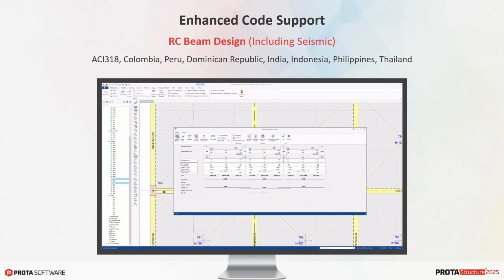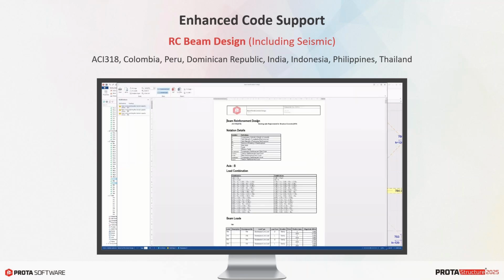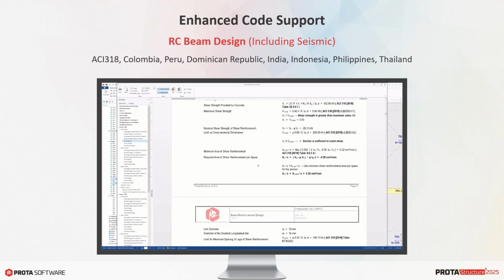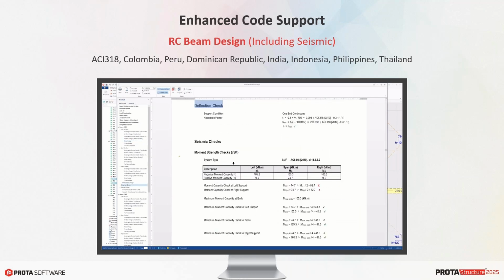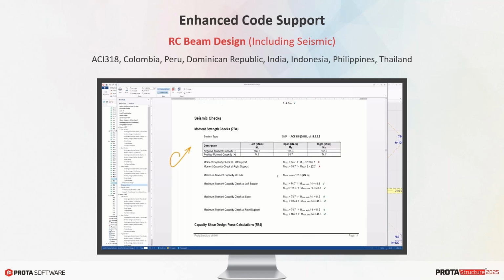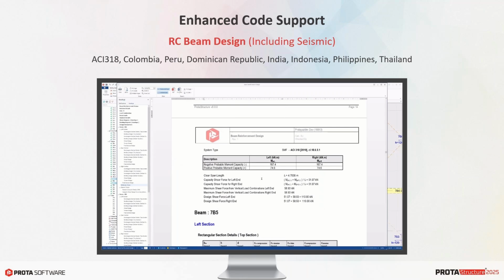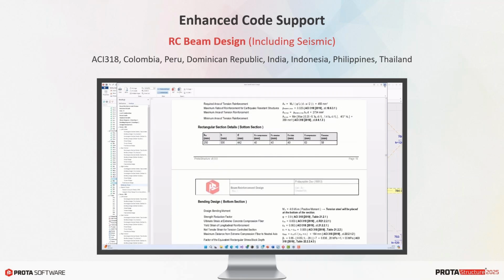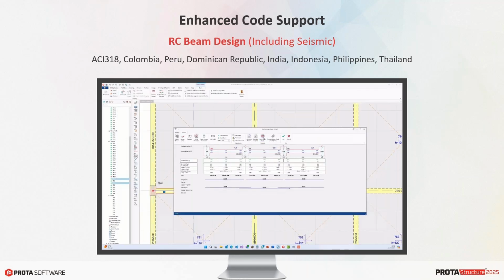Similar to the columns and shear walls, beams also follow seismic capacity design principles according to these codes. To repeat again, we support ACI 318, especially Chapter 18, Colombia, Peru, Dominican Republic, Indonesia, Philippines, and Thailand. India is different from US codes, but we also cover it in the new version.